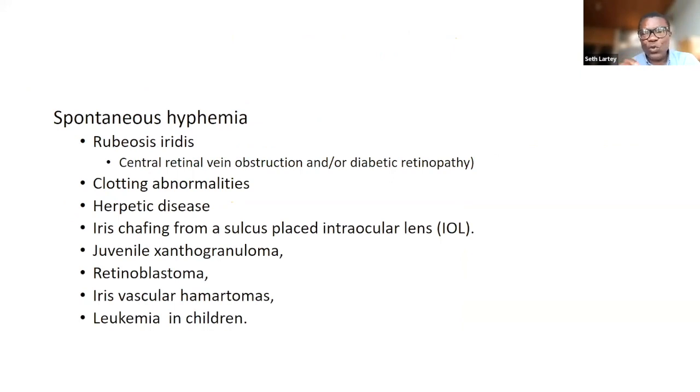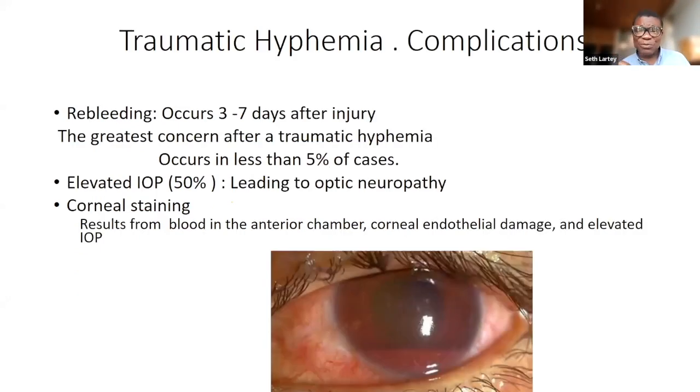Now, you need to rule out spontaneous hyphemas. Patients who have central retinal vein occlusion, or diabetic retinopathy with rubeosis iridis, will bleed. Clotting abnormalities will bleed. Hepatic diseases, uveitis, glaucoma, hyphema syndrome: when you put a single piece posterior intraocular lens in the sulcus, the iris will chafe and will bleed. Also juvenile xanthogranuloma, retinoblastoma, and leukemias in children. So always rule that out. Don't assume that the hyphema is due to trauma.